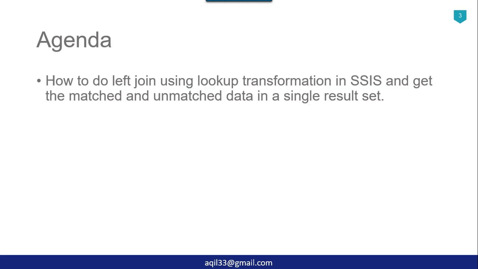So the agenda of today's video tutorial is how to do left join using lookup transformation in SSIS and then get the matched and unmatched data in a single result set. Normally in lookup transformation we get the matched data in one data set and the unmatched data in another data set. But sometimes we have seen cases where we are interested in having both in a single result set. So let's see how we can do that using SSIS. Let's jump to the demo.